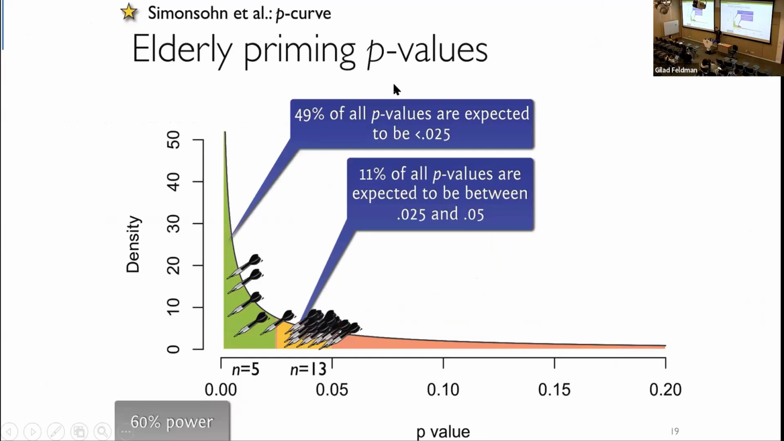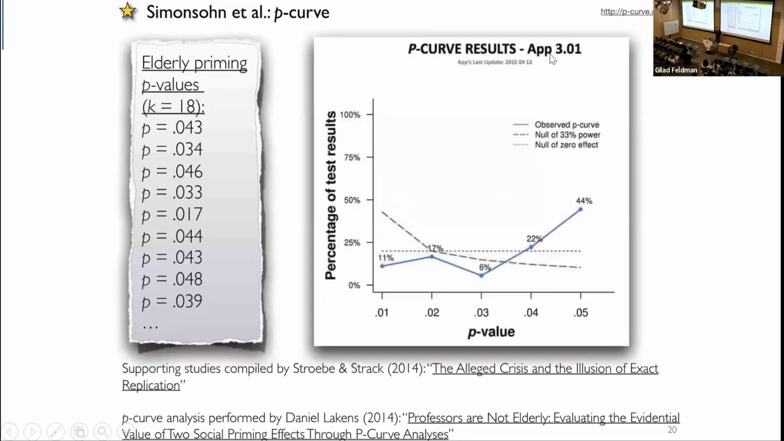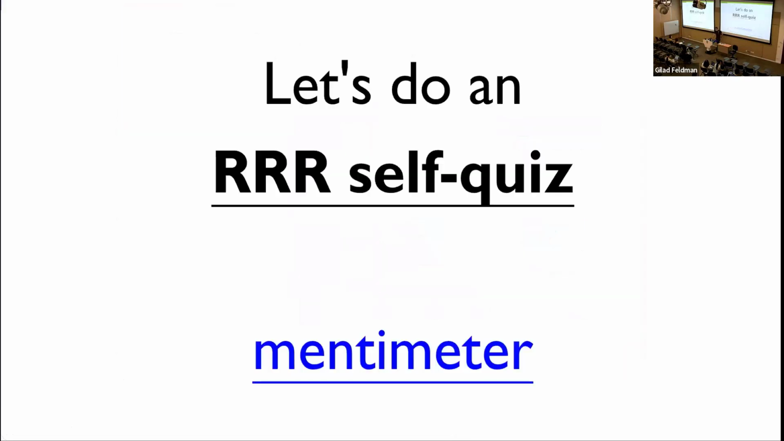And when you put all the elderly priming values in, it should look like this. But what you see is that most of the darts that you throw are just below 0.05 rather than most of them being here on the left side. So a big problem, and this is even just like 60% power. You can see the number of studies over there. And when you put this together, if you remember, I showed you with a simulation, this is what happened. So this blue line is the elderly priming literature. The green line is what you would naturally expect. And now we understand, of course, a big problem in this literature.